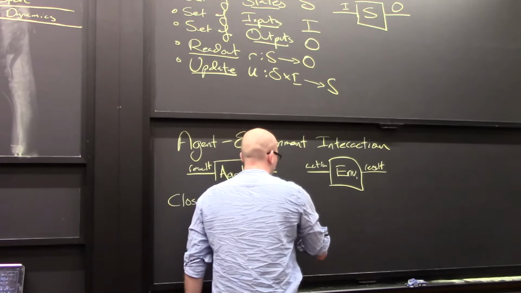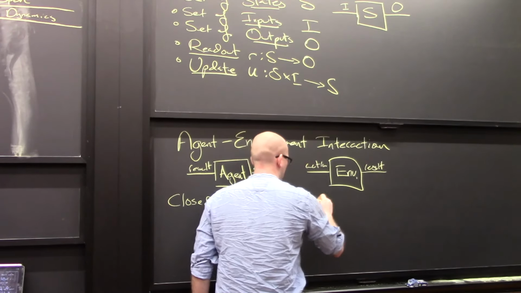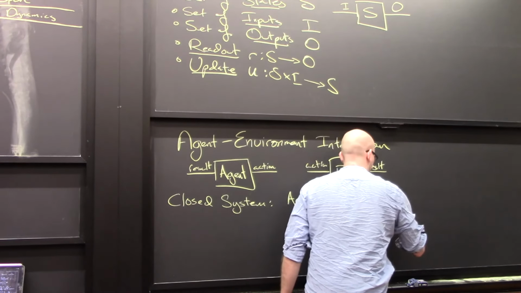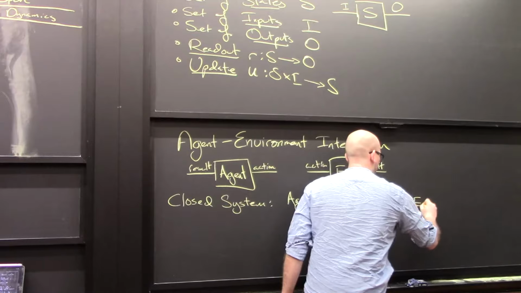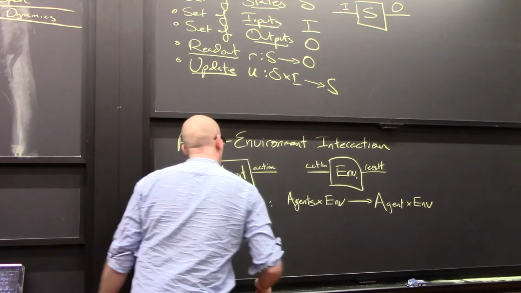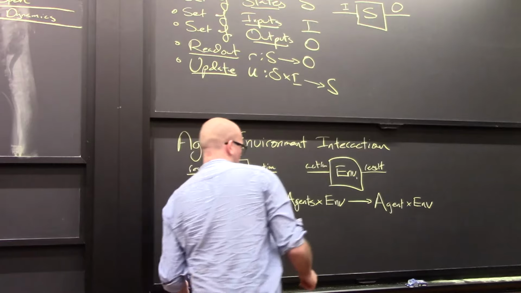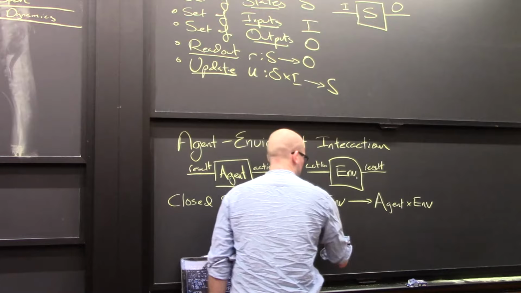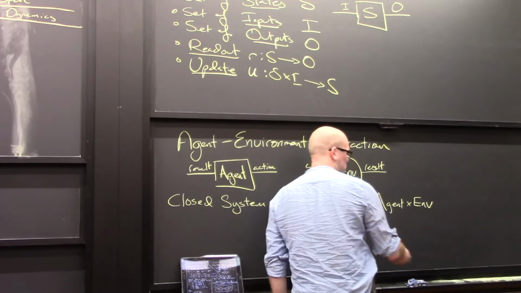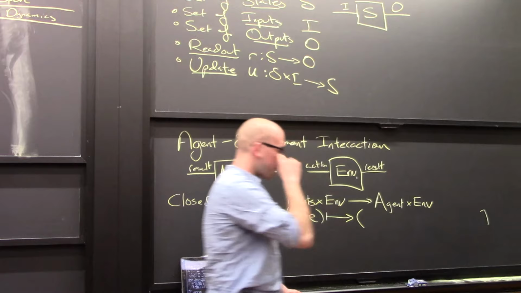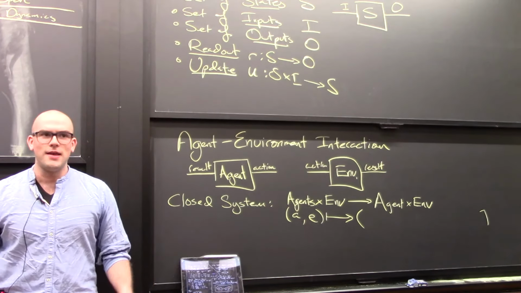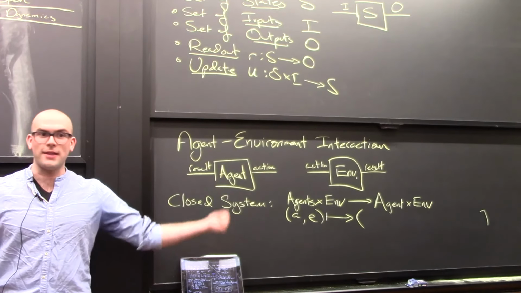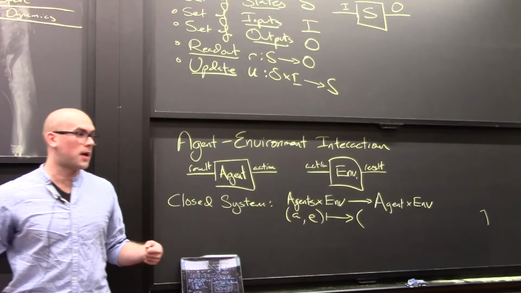And it's going to have the agent states and the environment states. And they're just going to update together. And this is how they're going to work. If I take an agent state A and an environment state E, I'm going to get a new agent state and a new environment state. So what I want is that the environment takes the action that the agent is doing and updates, and that the agent takes the reaction from the environment and updates.